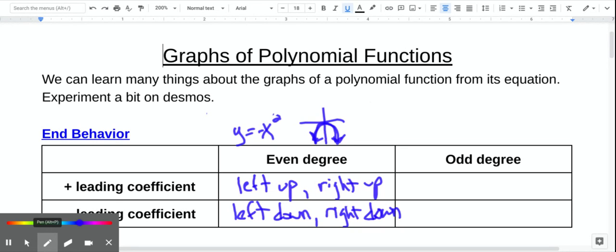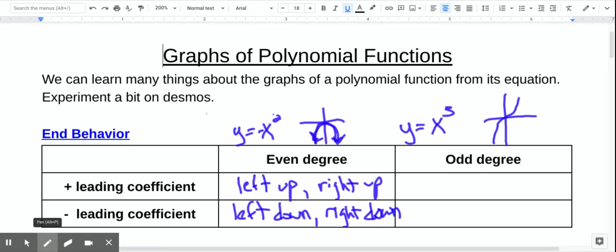All right, so now let's think about some odd degrees. One of our more basic odd degree functions is x cubed, just our cubic function. And that looks like this, kind of like a little seaweed. So this is an odd degree with a positive leading coefficient. So the left end behavior is down, because notice to the left it's going down, and to the right it's going up.